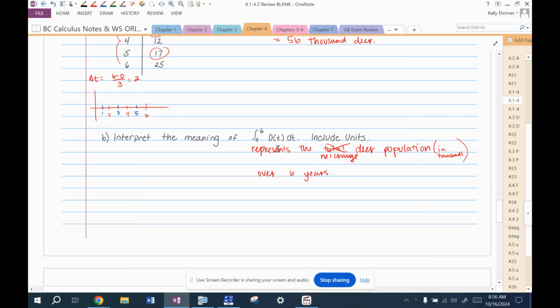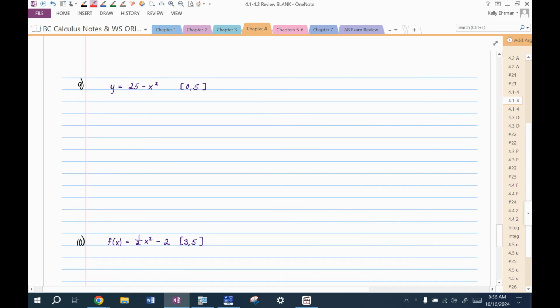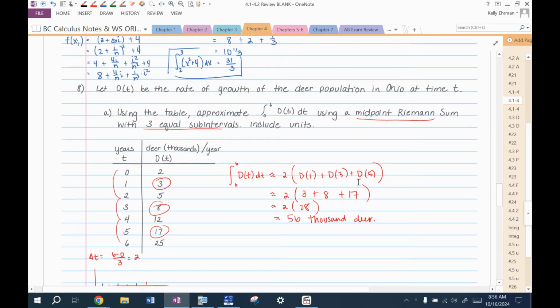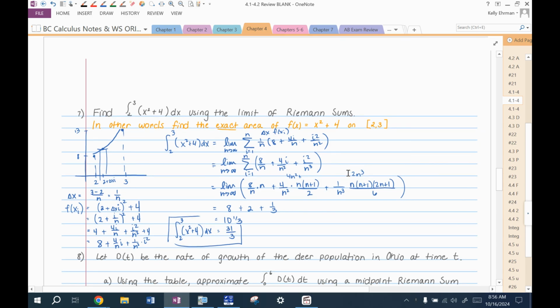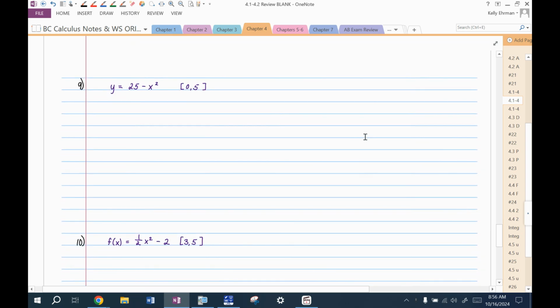So picking up where we left off, on this problem here, we are still trying to use the limit of Riemann sums to evaluate this area. So now we're on the interval 0 to 5. I'm going to graph this.